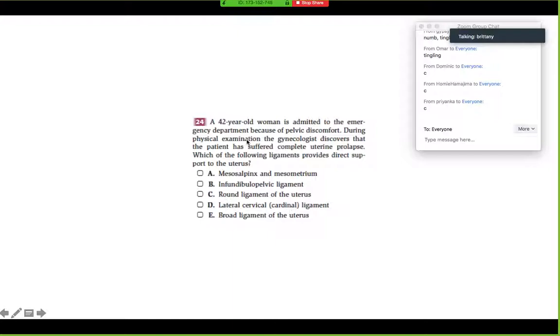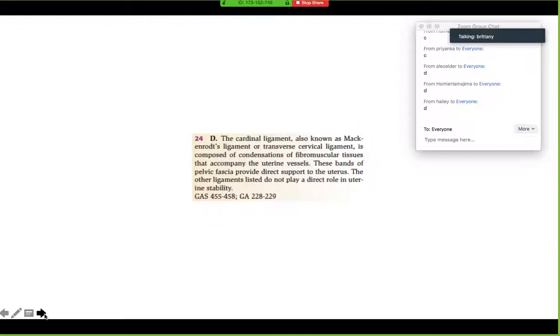42-year-old woman is admitted to the emergency department because of pelvic discomfort. During physical exam, the gynecologist discovers that the patient has suffered complete uterine prolapse. Which of the following ligaments supplies direct support to the uterus? Yep, you guys got it. That cardinal ligament. I have never heard it called Mackenrodt's ligament, FYI. Probably cardinal ligament or transverse cervical ligament is what you're going to hear from DCOM.